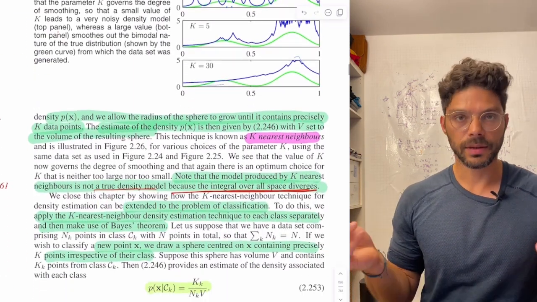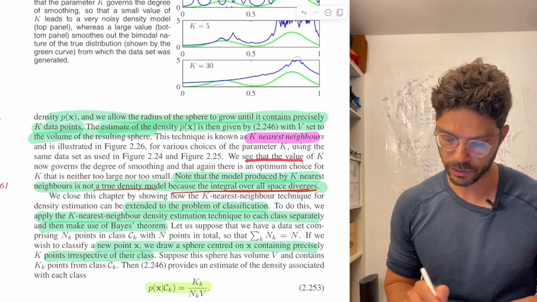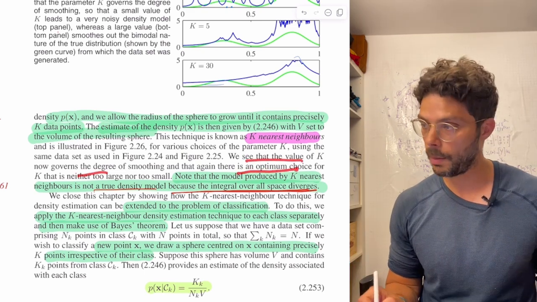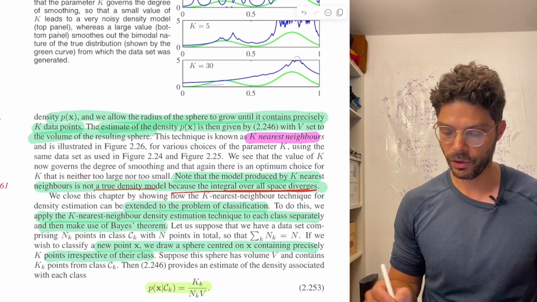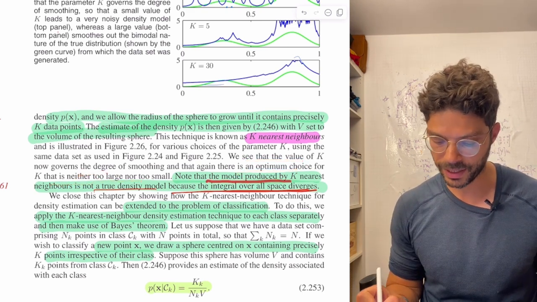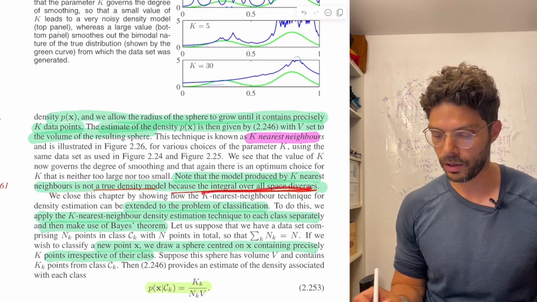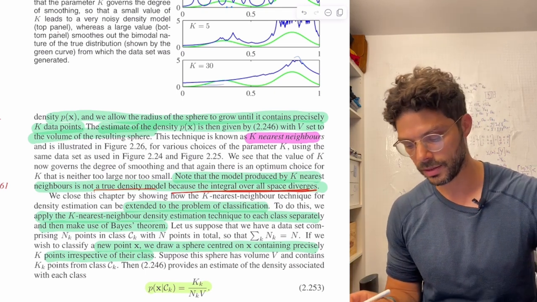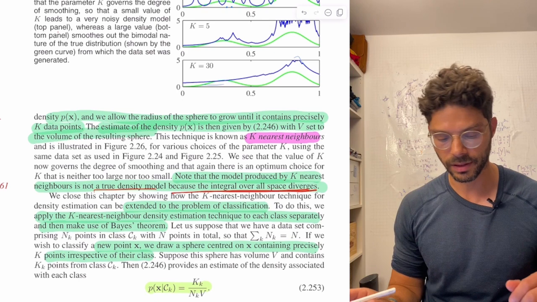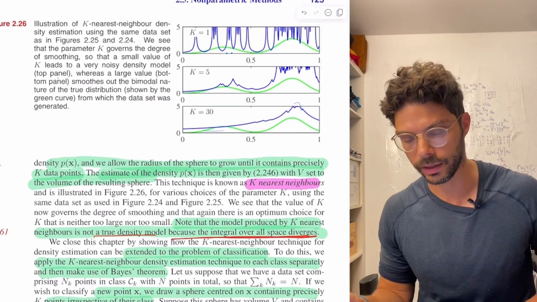Okay, so that's the nearest neighbor approach. We see that the value of k now governs the degree of smoothing, and again, there's an optimum choice for k that is neither too large nor too small. And note that the model produced by k nearest neighbors is not a true density model, because the integral over all space diverges. There's an exercise on this, a simple exercise to show why this is the case, and I'll give you a decisive hint.